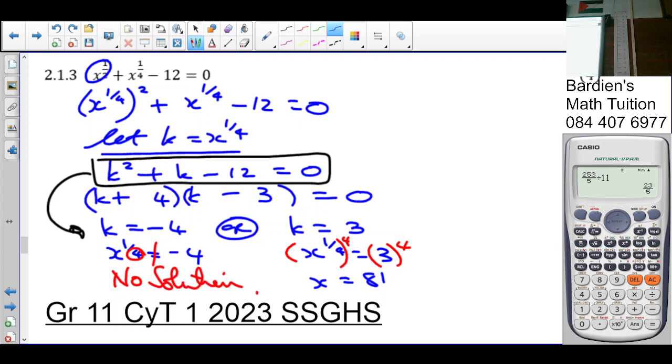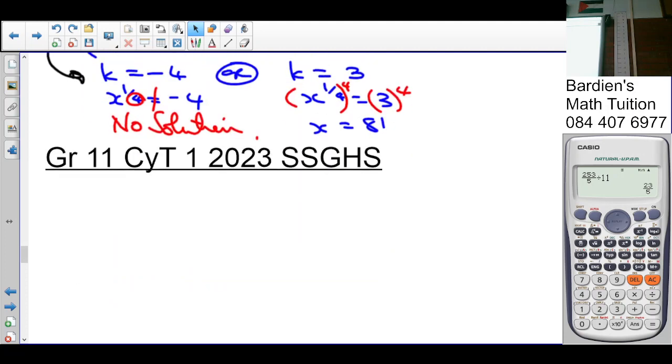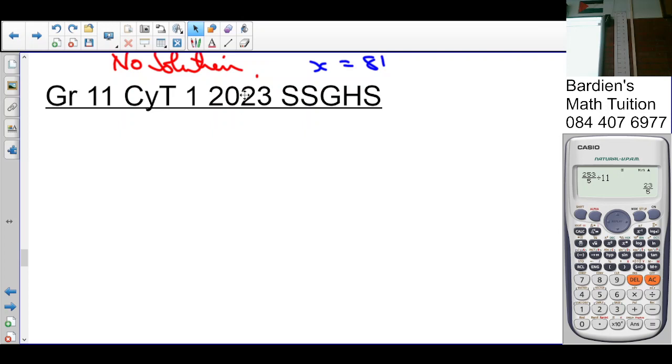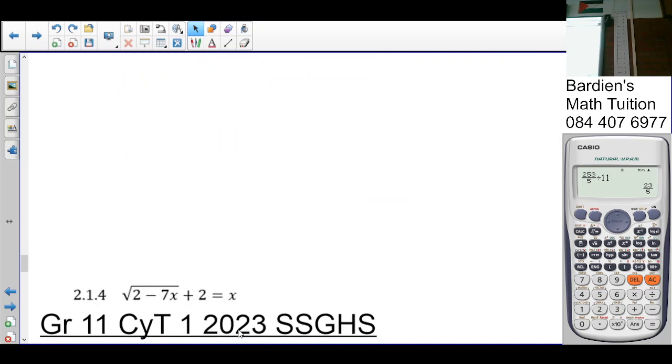Right, you guys understand? This is where you lost your mark there. Where did you lose your mark? 2.2. That's the first point you lost the mark on. Nice. Okay, you will see where you lost the mark.